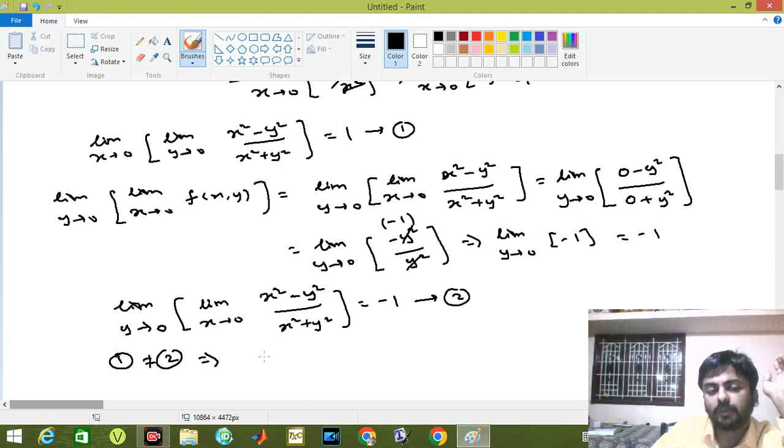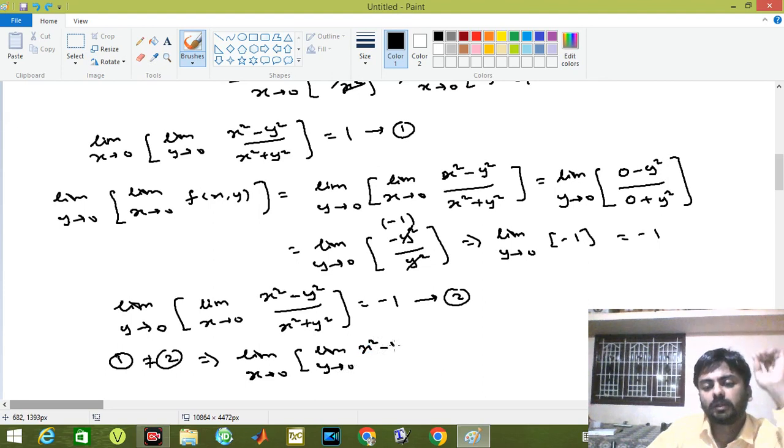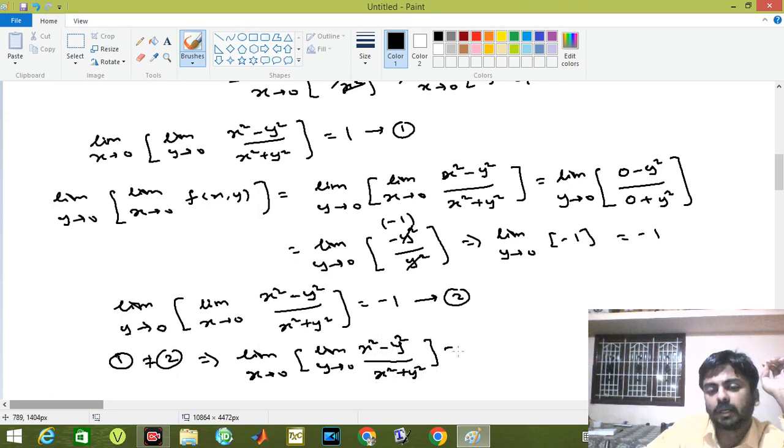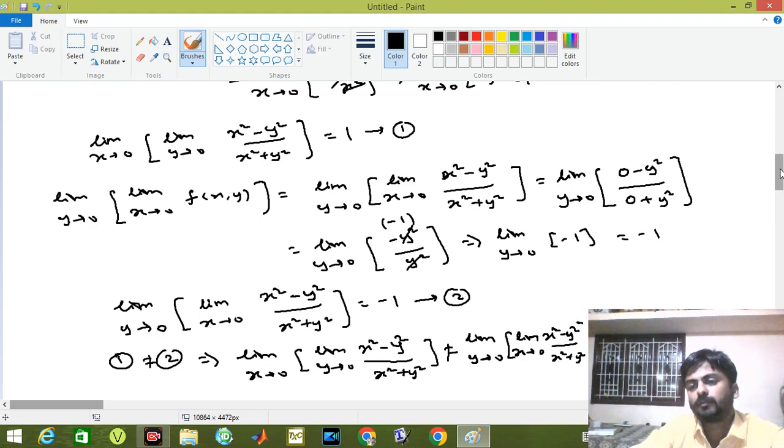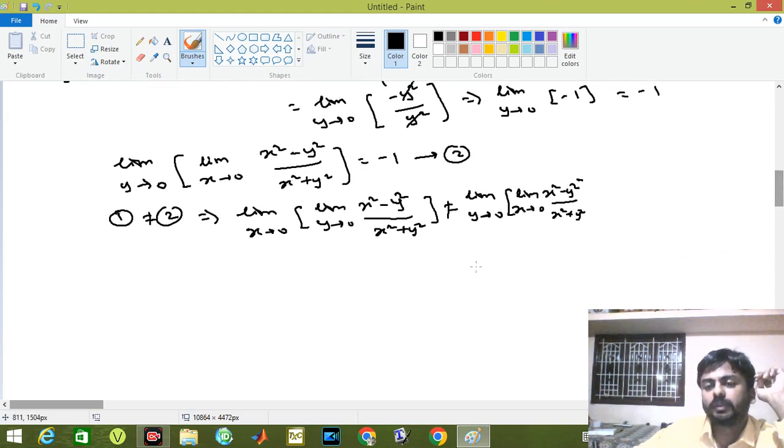Am I right? Which implies limit x tends to 0, limit y tends to 0 of x square minus y square divided by x square plus y square is not equal to limit y tends to 0, limit x tends to 0 of x square minus y square by x square plus y square. Equation 1 is not equal to equation 2.